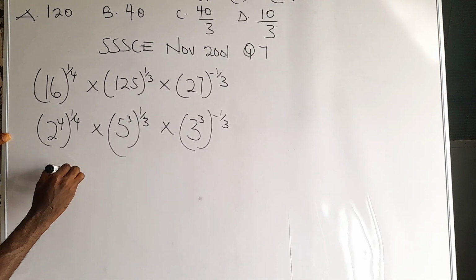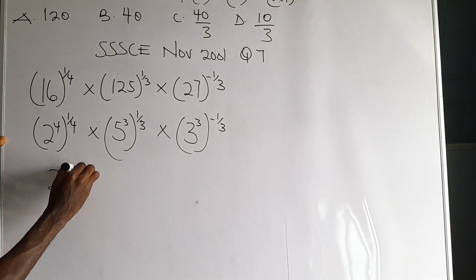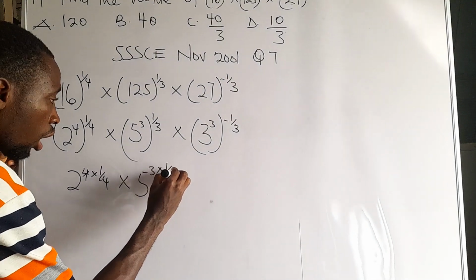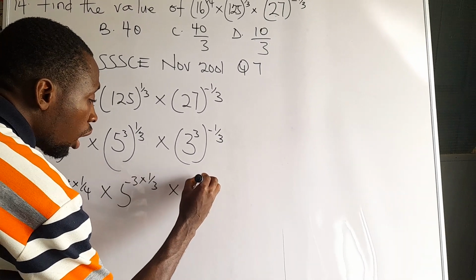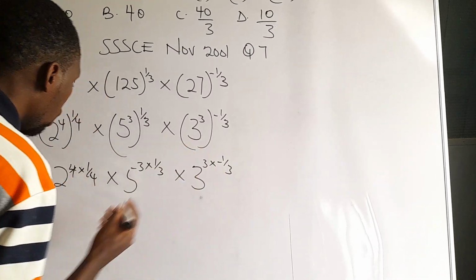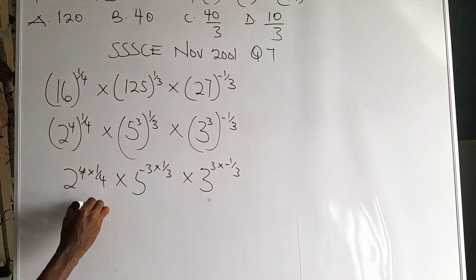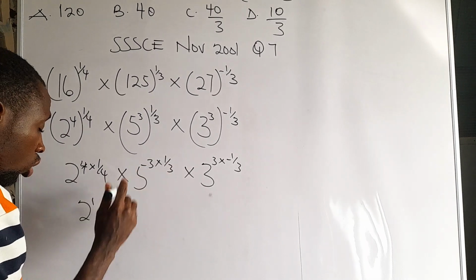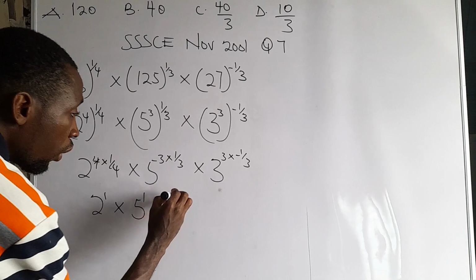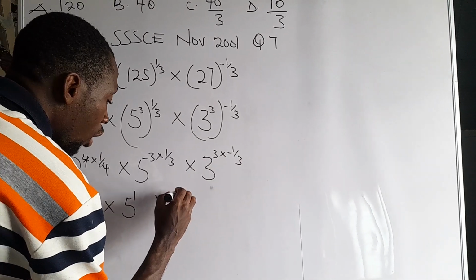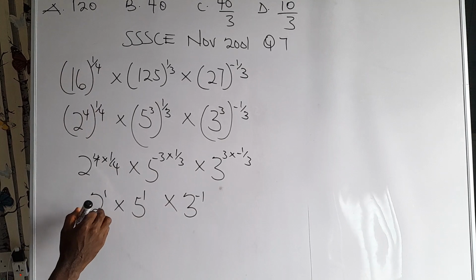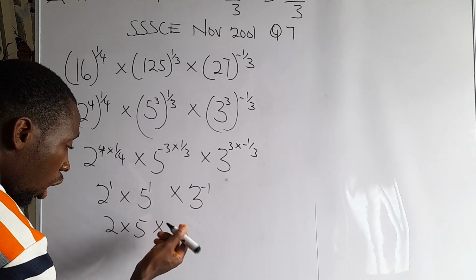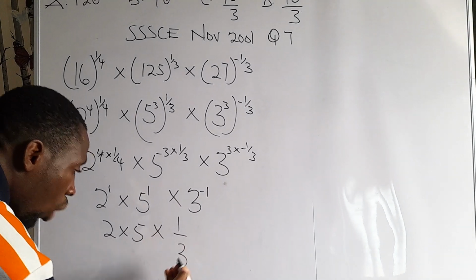Let me solve it. So 2 exponent 4 times 1 over 4, then times 5 exponent 3 times 1 over 3, then times 3 exponent 3 times negative 1 over 3. So this 4 divided by 4, we have 2 exponent 1 times the 5, the 3 will divide this 3, so we have 5 exponent 1. Then times this 3 also divided, we have 3 exponent negative 1. So 2 exponent 1 is 2 times 5 times 3 exponent negative 1, which is the same as 1 over 3 exponent 1.